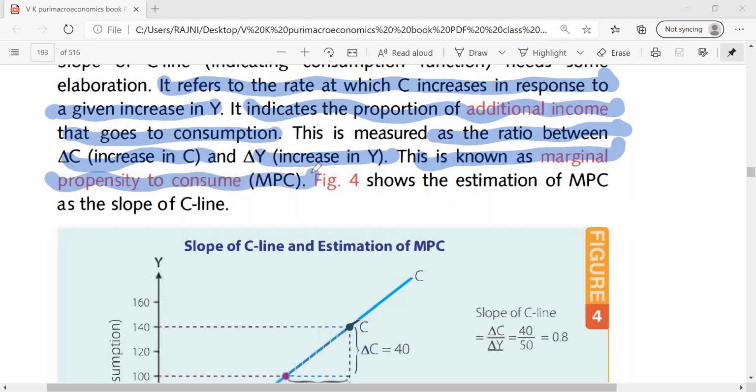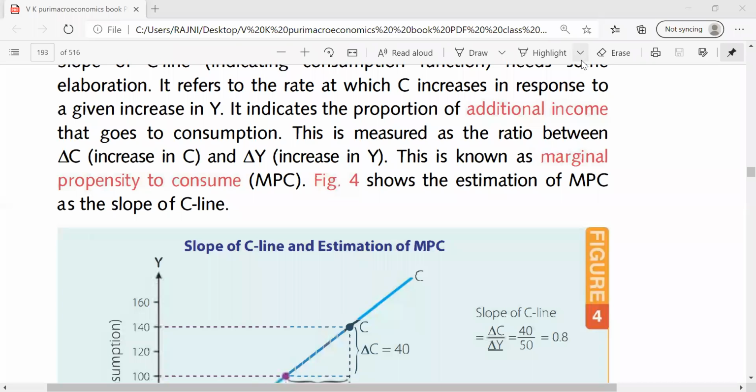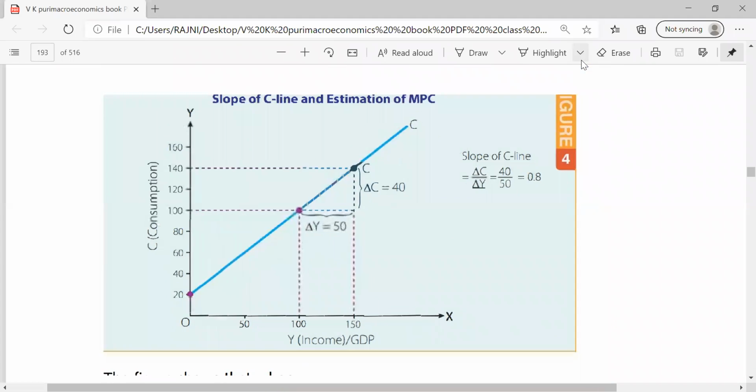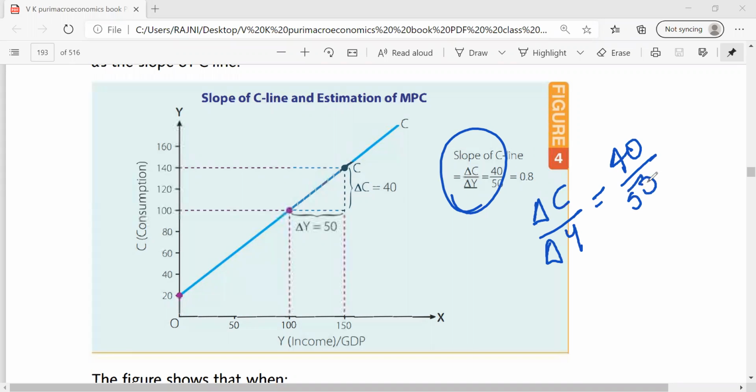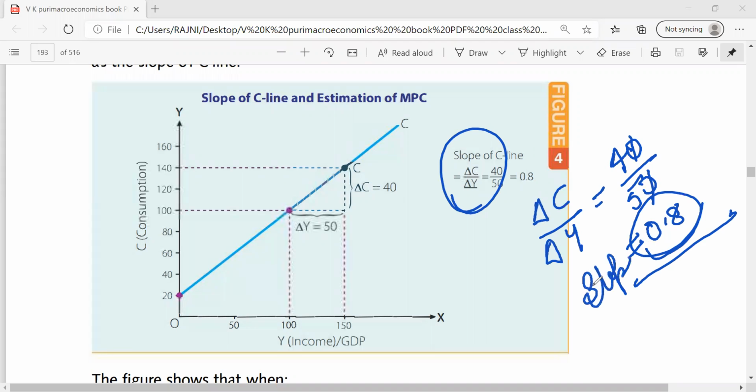It means if we talk about what MPC is, you will just have to write that MPC is simply equivalent to the change in consumption due to the change in income. MPC is equivalent to the slope of the consumption line, which will be equivalent to the change in consumption divided by the change in income. Like in the previous example, the change in consumption was 40, due to the change in income. So the marginal propensity to consume is 0.8, or we can say the slope of the consumption line will be 0.8.